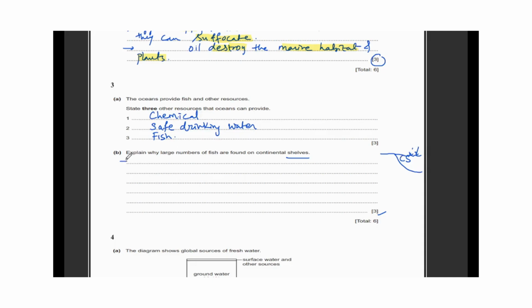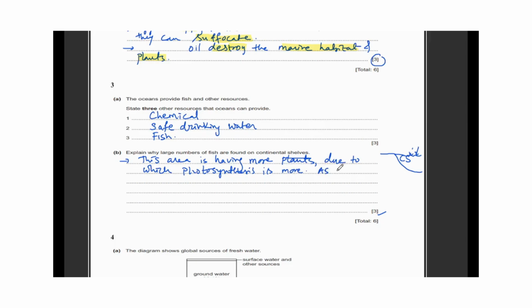So let's link this answer. This area has more plants. Second thing, if plants are there, that means there should be more photosynthesis. This area having more plants, due to which photosynthesis is more.